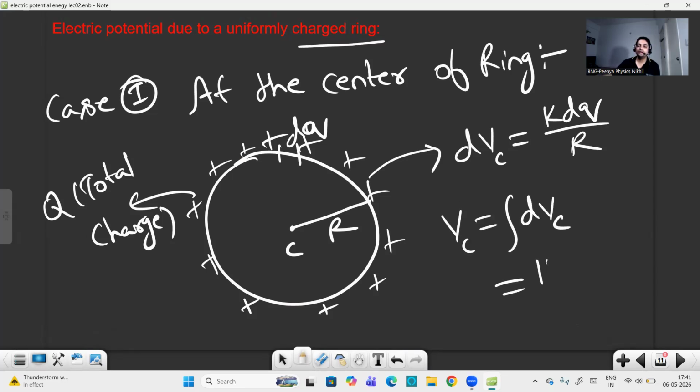It is K by r integration of dq. Now we will add all dq, it will become q. Because here, r is the same for all charges on the perimeter. It will be the same because it is an equal distance. So r is constant, k is already constant. Now we have to integrate dq, and if you add it, it is the total charge. So it can be directly written as kq by r. In this way, we can find the electric potential at the center of a uniformly charged ring. Correct? Now we will discuss the axial point.